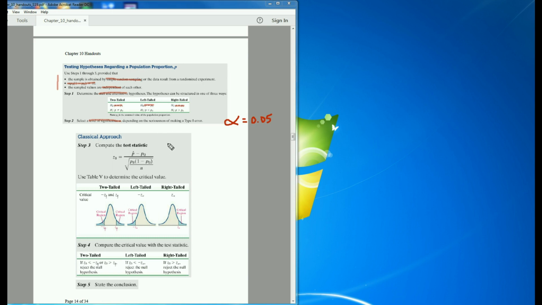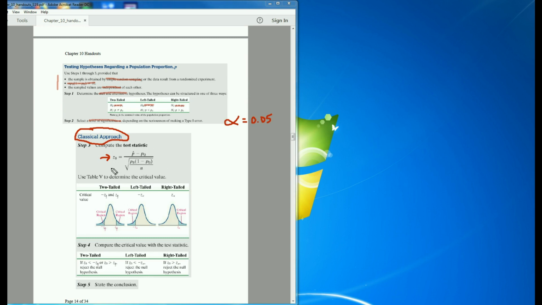All right, what we are currently talking about, like I said, there are two approaches. We are currently working on the classical approach. So the first step is to calculate your test statistic z sub 0, and that is based on your sample data. P hat is your sample proportion. P0 is the hypothesized value, the number that is in your null hypothesis. And of course, as always, n is your sample size.